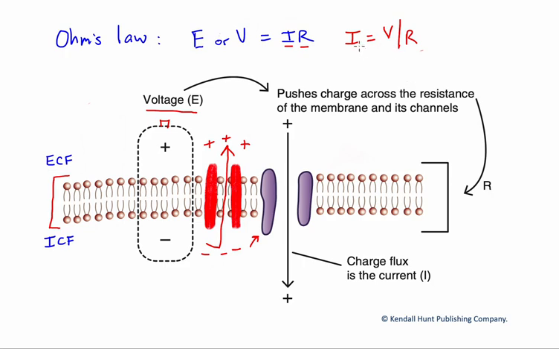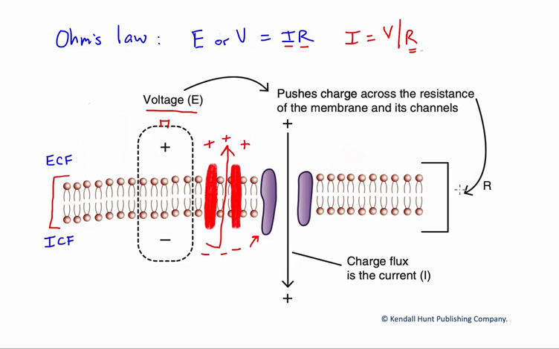So our current flow, what is that? Well, a current flow is the movement of charge in response to this voltage gradient, this electrical gradient. And so the larger the voltage, the greater the driving force for current flow, directly proportional. Conversely, resistance is inversely proportional to the current flow.